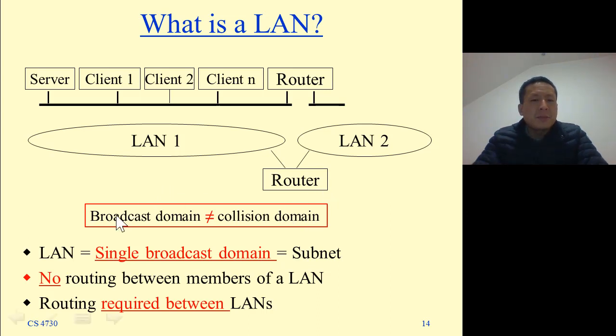But the broadcast domain is wider. It's about MAC address broadcast, not physical access or MAC access. So a LAN is a single broadcast domain or subnet. There is no routing needed in the same subnet. But between different subnets, you need a router and you need to do routing. Okay, that's a very important concept you have to be careful with.